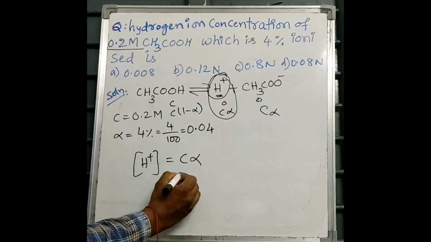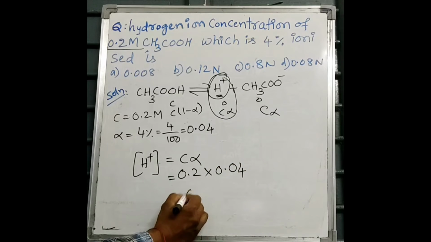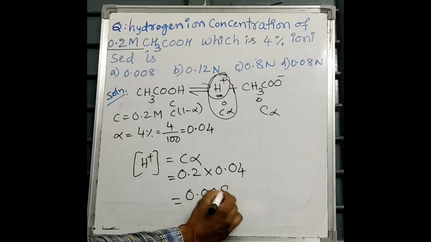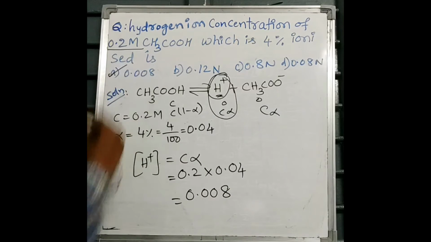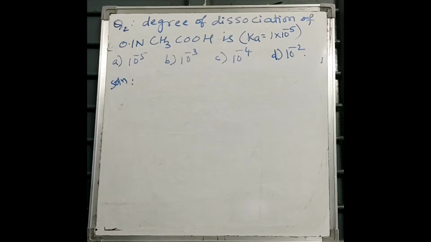So what is the C value? 0.2 into the alpha value 0.04. The answer will be 0.008. So option A is the correct answer for this question. Okay students, we will try another problem.